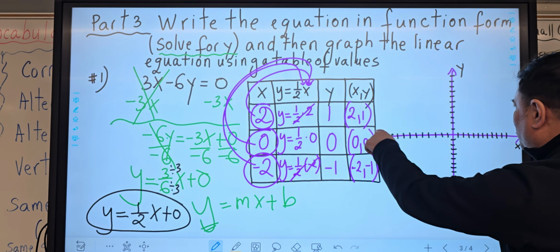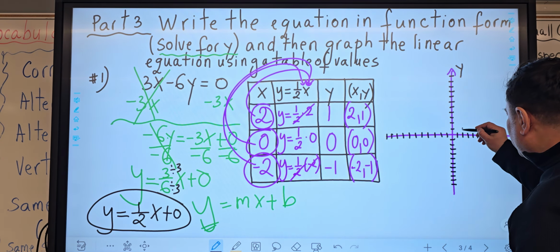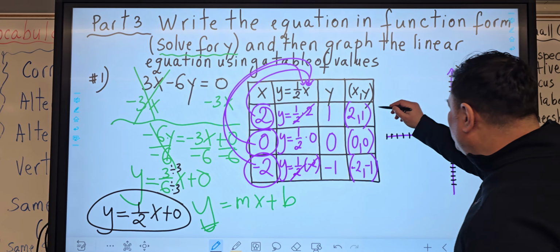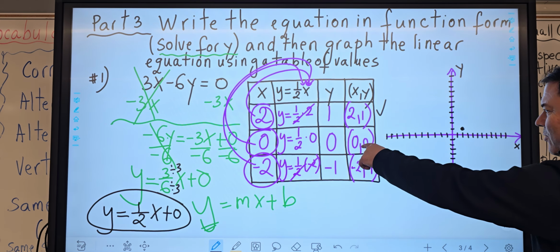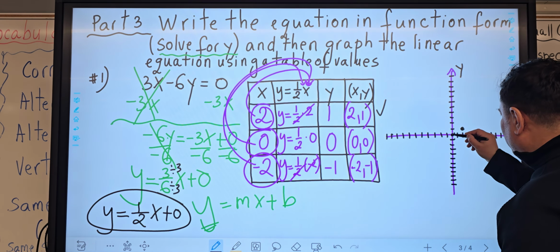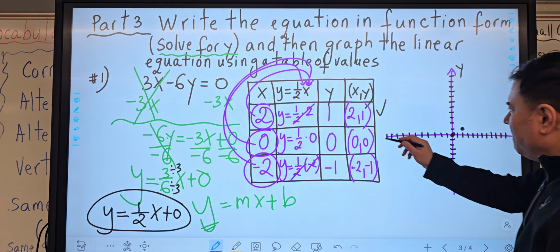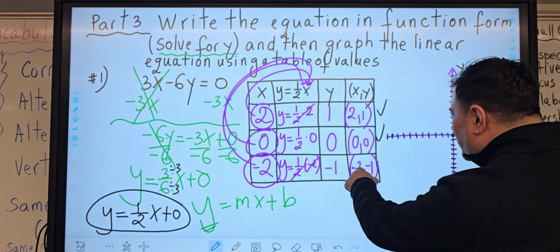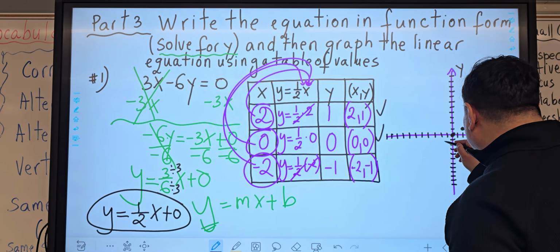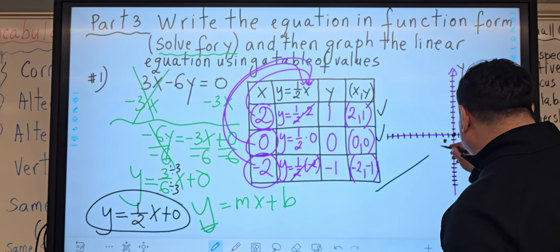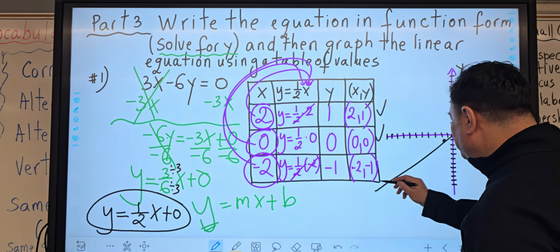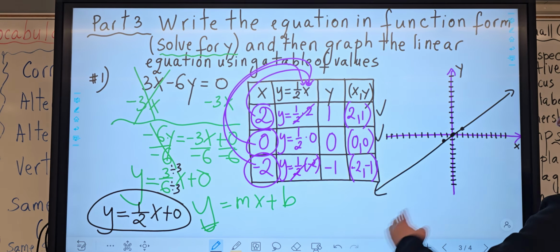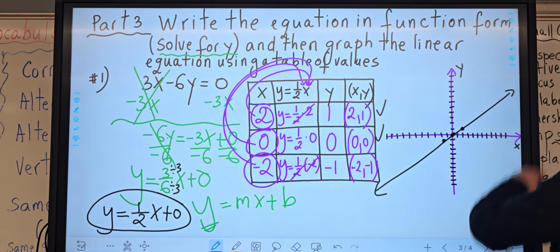When x equals 2, y equals 1, right here. And again, when x equals 0, y is 0. It's going to go through the origin. And when x equals negative 2, y equals negative 1 right there. So this is our line right here. That's it. The slope is positive. The line goes to the right.